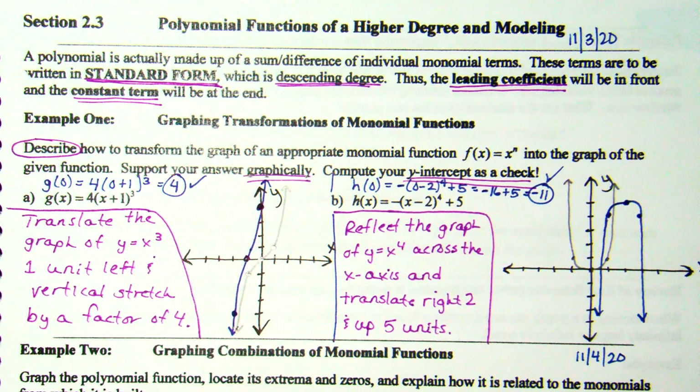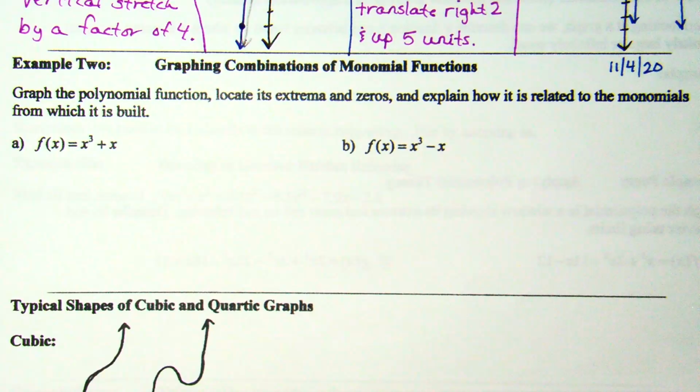And in example 2, we're graphing combinations of monomial functions. So yesterday was just an x to the third or an x to the fourth. Today it is an x to the third, add another monomial. So in this case, we're either adding or subtracting x. We're asked to do a couple of things here. We're going to graph it. We're going to locate its extrema and zeros and explain how it's related to the monomials from which it is built. Okay, a little bit of vocabulary here.